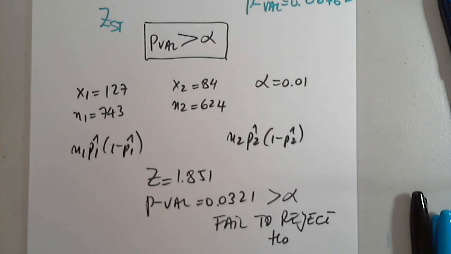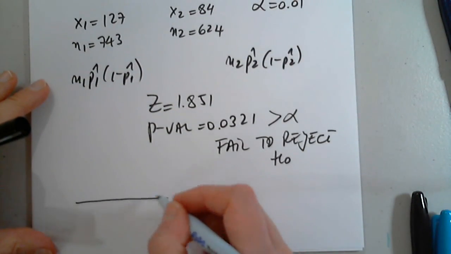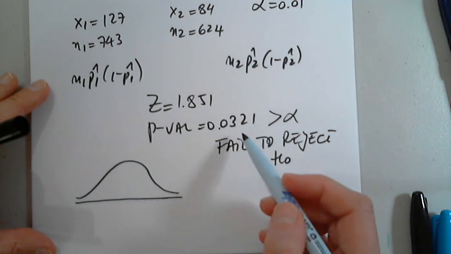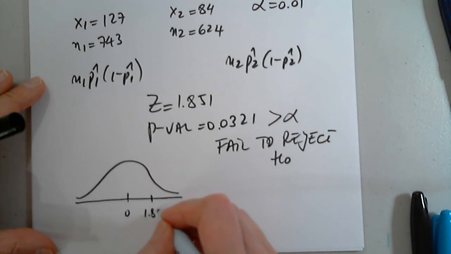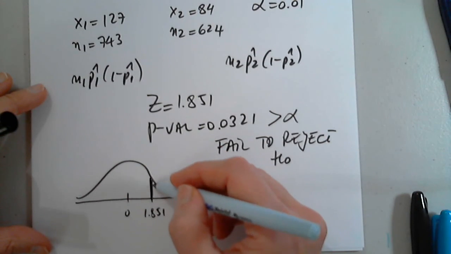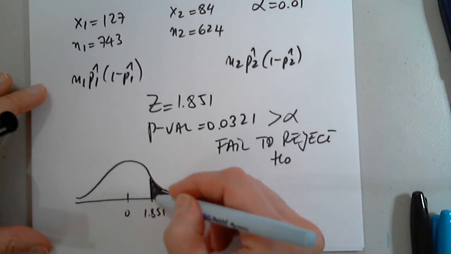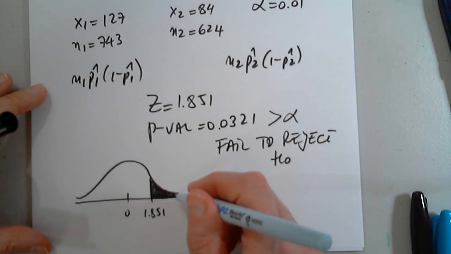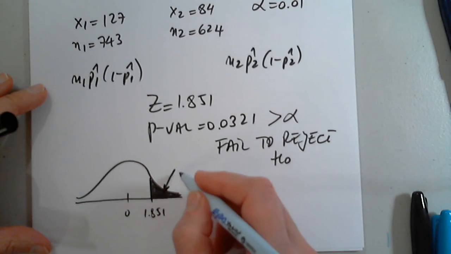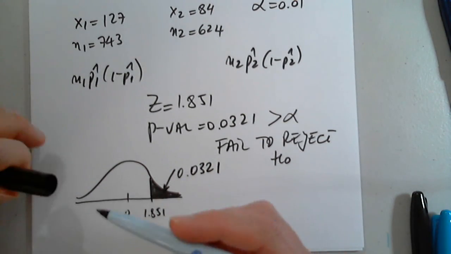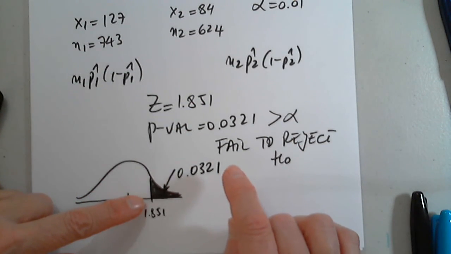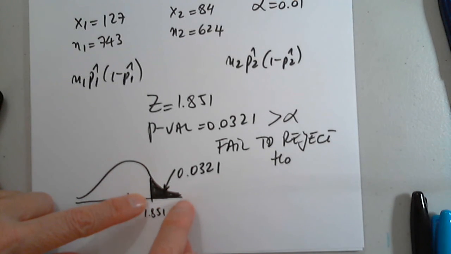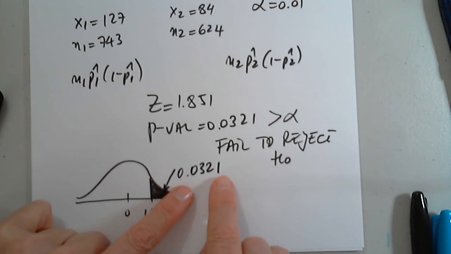So maybe I should just stop sharing for 1 second and just explain here with the graph. The test statistic is somewhere here, 1.851. That's a t-stat. So this is the p-value, all this area, percentage, probability, that's what it is. This is 0.0321. So if the null hypothesis is true, obtaining a value greater than this is this probability.